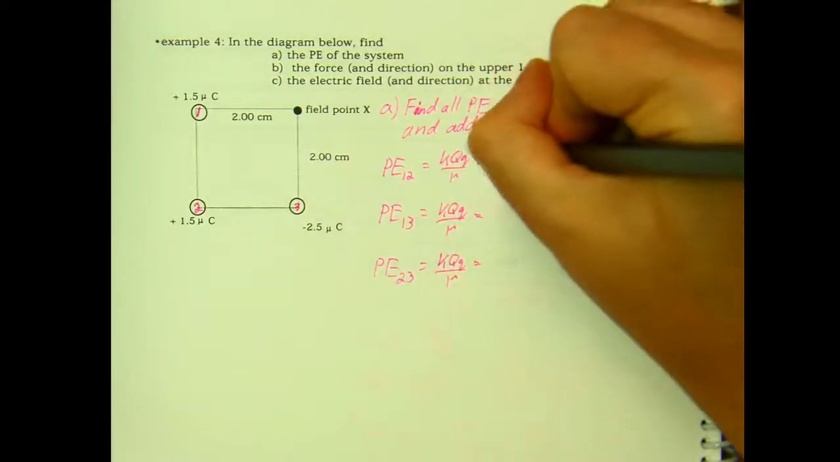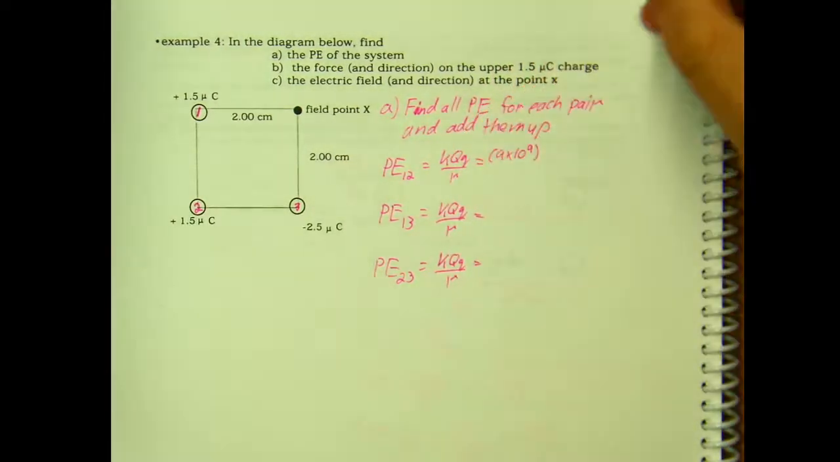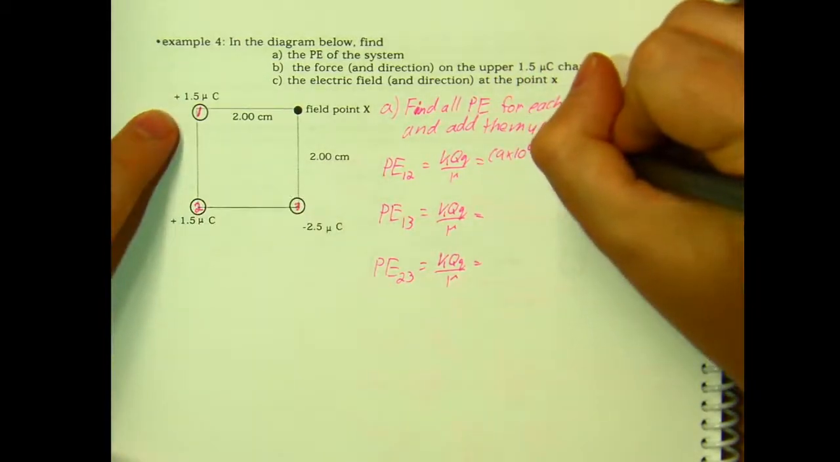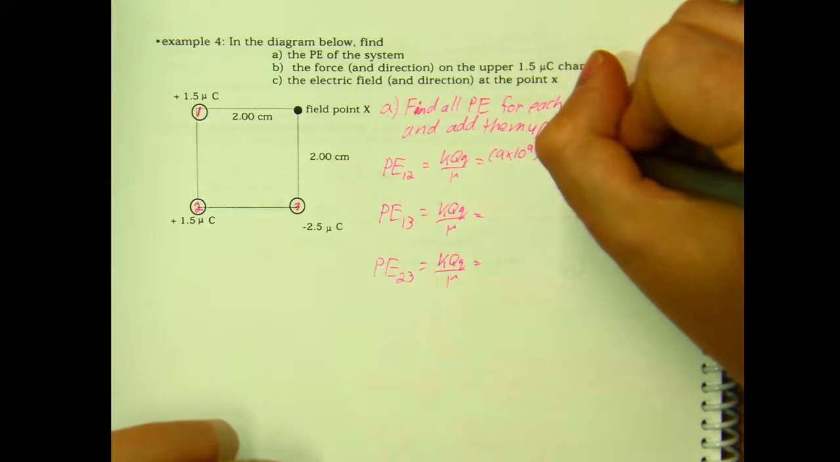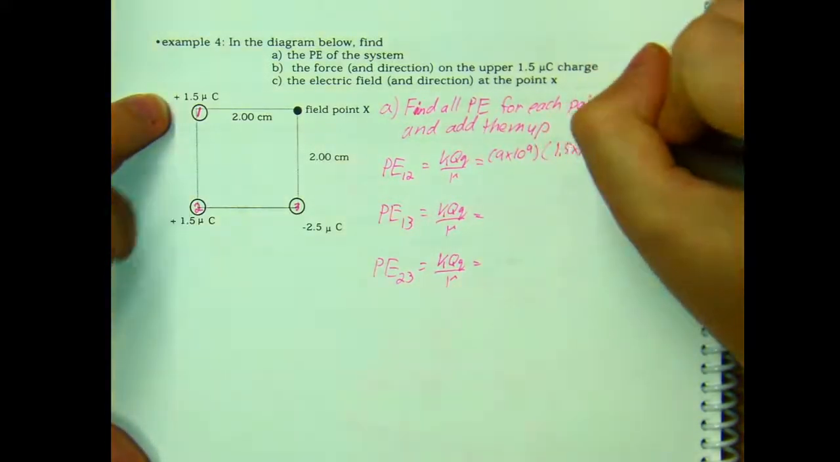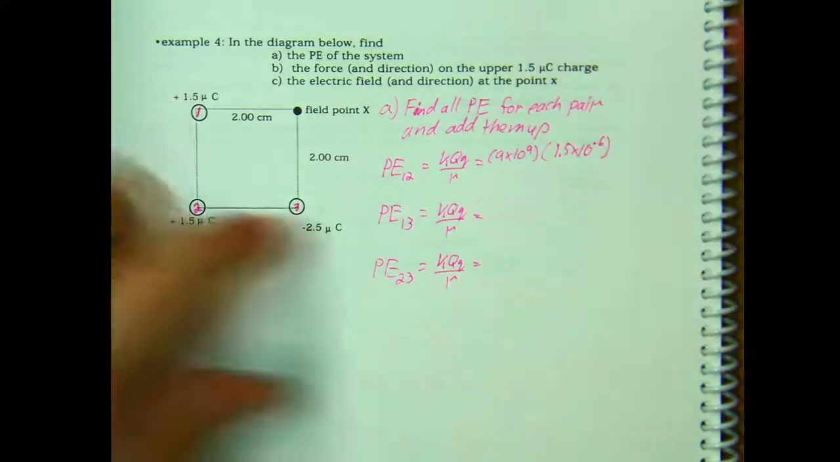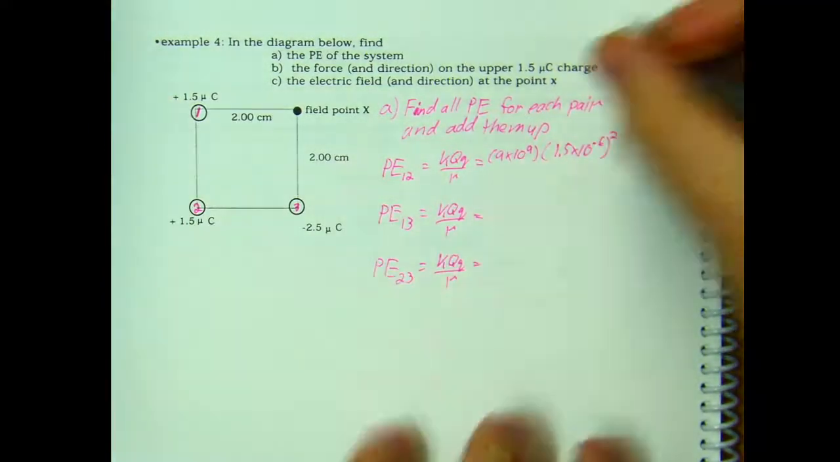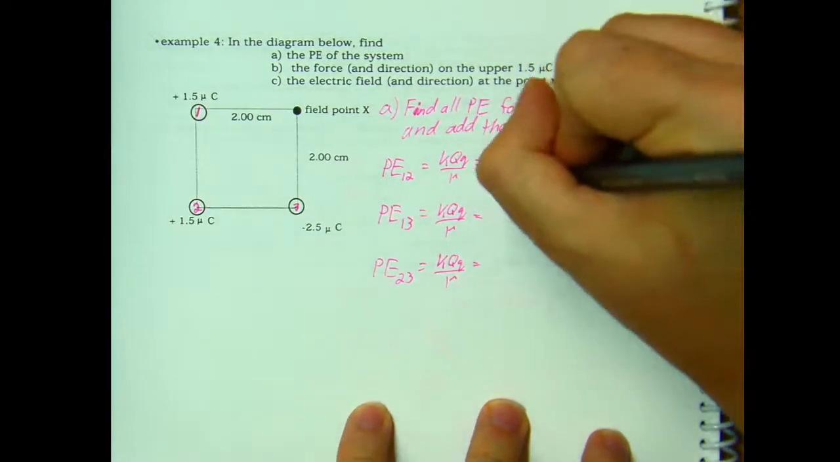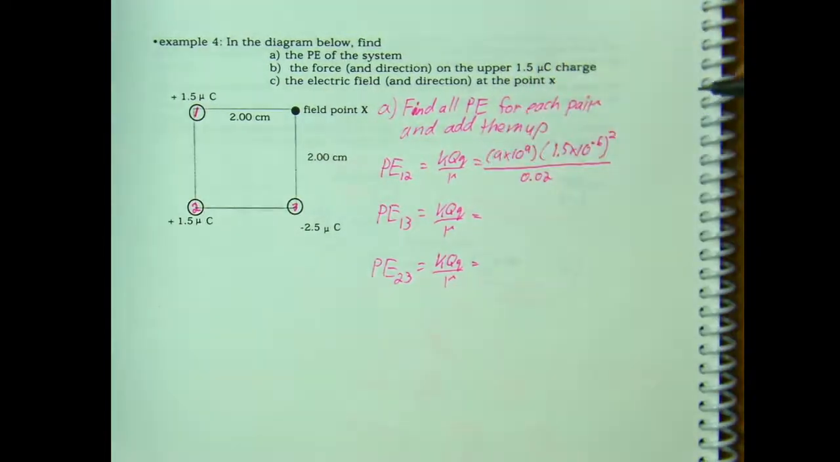This is 9 times 10 to the 9, 1.5 times 10 to the negative 6. And because they're both 1.5 times 10 to the negative 6, I'm just going to square it. And then the distance between them is 2 centimeters, so 0.02 meters.